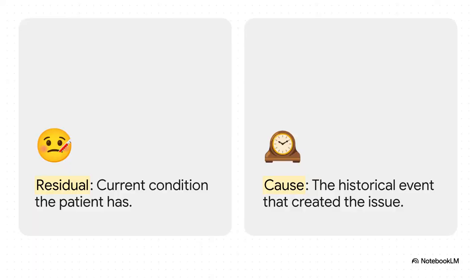Think of this like a split screen in your mind. Whenever you're looking at a patient's chart, you must always separate the current residual condition from the historical cause. On one side, you have the residual. That's what the patient is suffering from right now today. It's the whole reason they're seeking care. And on the other side, the cause. That's the historical event, the illness, or the trauma from the past that originally created this current issue. You absolutely have to isolate these two concepts to code them accurately.